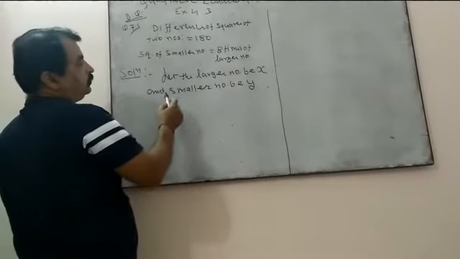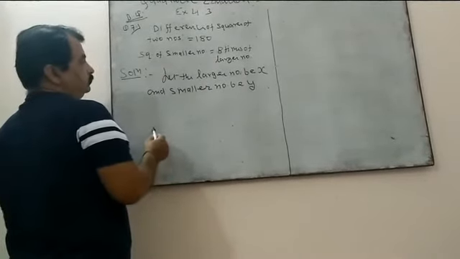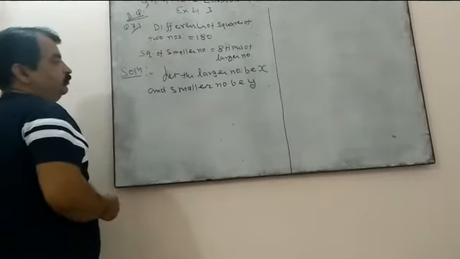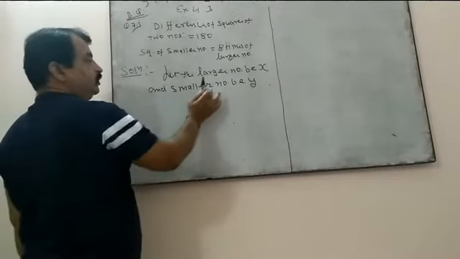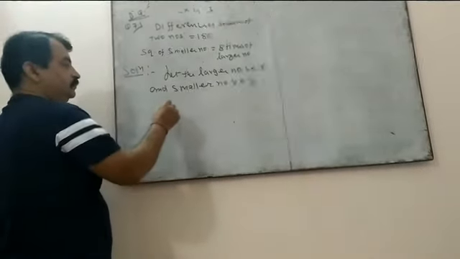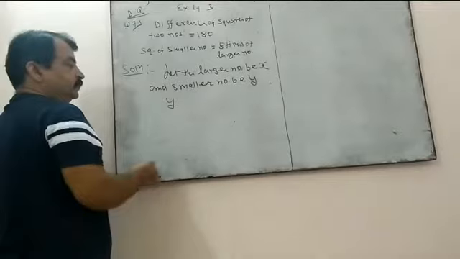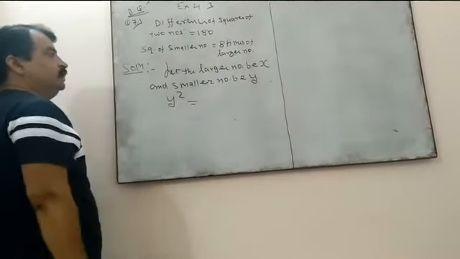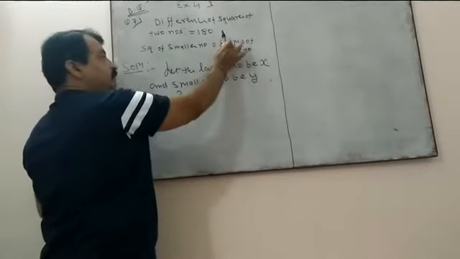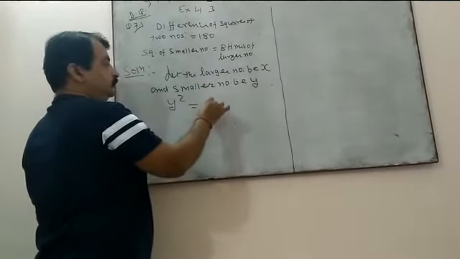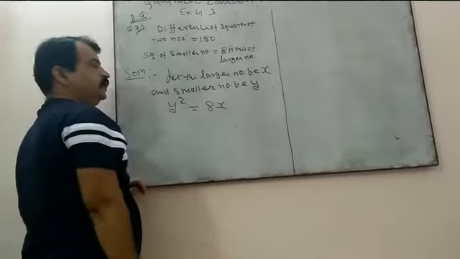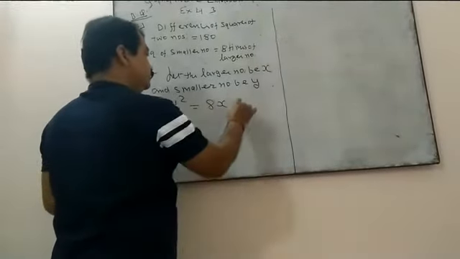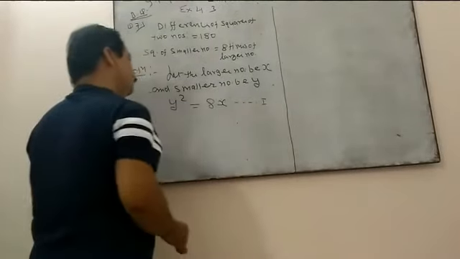Now see, what is the relation given? The square of a smaller number. What is the smaller number we assumed here? y. So take y square, the square of the smaller number, 8 times the larger number. What is the larger number we have assumed here? x. So 8 times x, right? So this is equation 1.